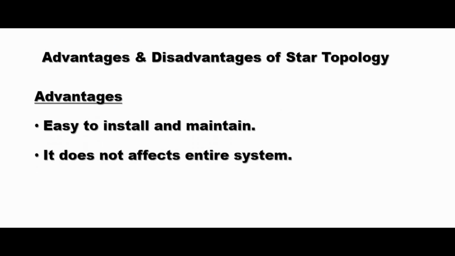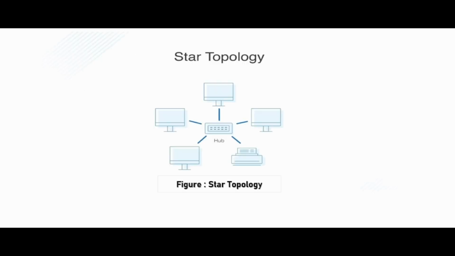Let's look at the advantages and disadvantages of star topology. The first one is that it is easy to install and maintain in an organization. In this topology you can easily add and remove nodes or computers from the network without affecting the entire system. Another advantage is that if a node or a computer fails, it doesn't affect other computers. Suppose I go back. If this computer node gets broken or damaged, it does not affect the entire system, it only affects this system. That is the advantage.